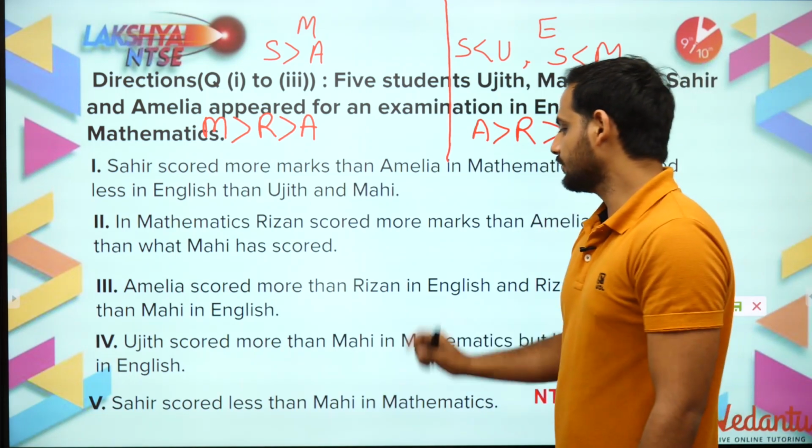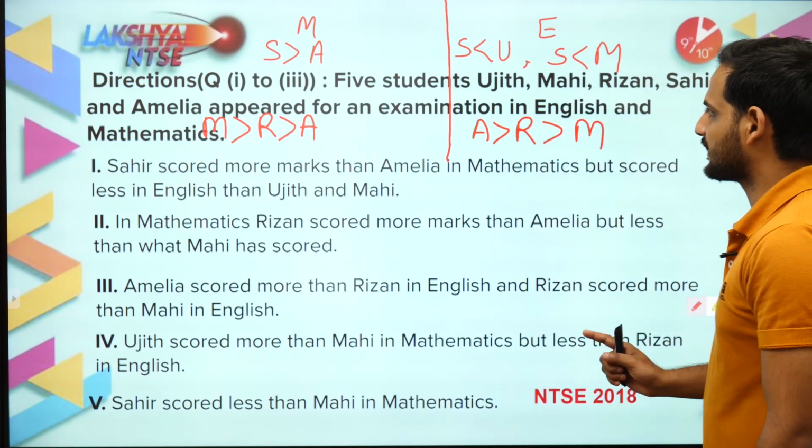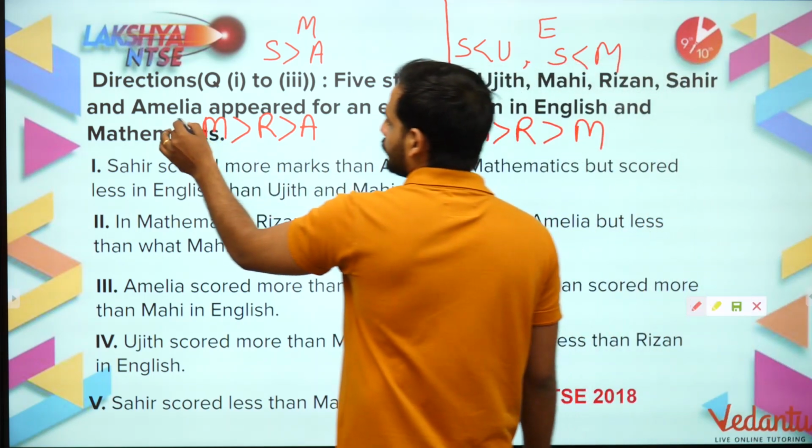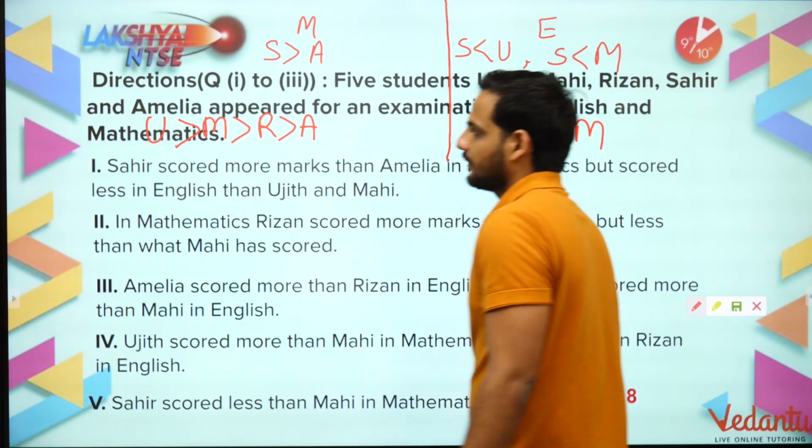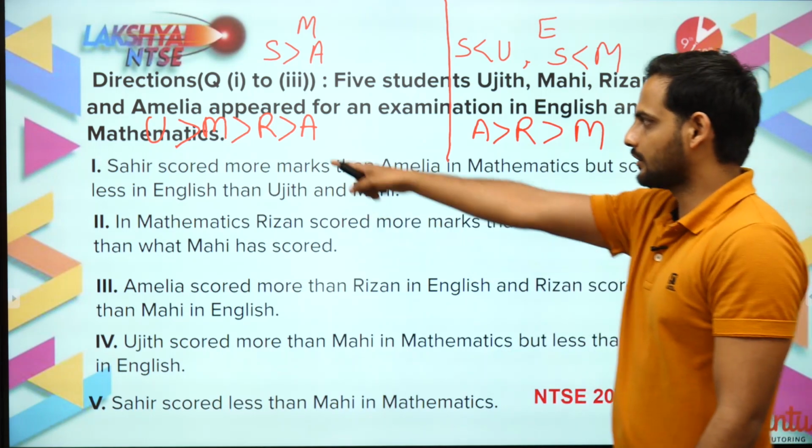Now Ujit scored more than Mahi in mathematics.